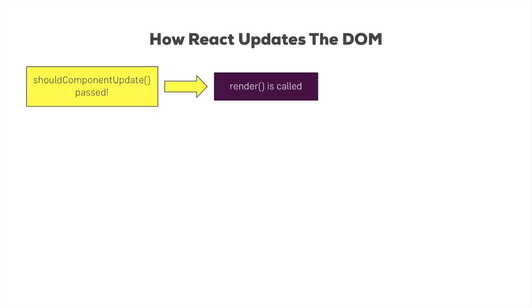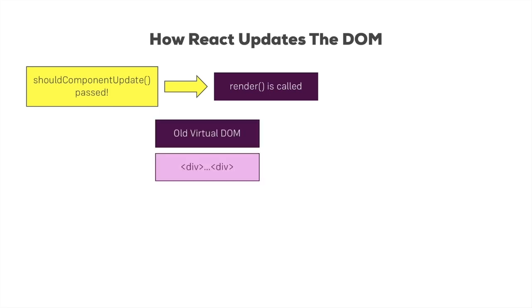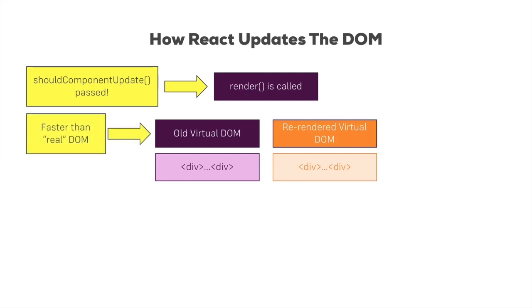It compares virtual DOMs. It has an old virtual DOM and a re-rendered or future virtual DOM. React takes this virtual DOM approach because it's faster than the real DOM. Now, a virtual DOM simply is a DOM representation in JavaScript. You can of course represent all HTML and therefore DOM elements and objects in pure JavaScript, so without rendering anything to the browser. And this is what happens here.